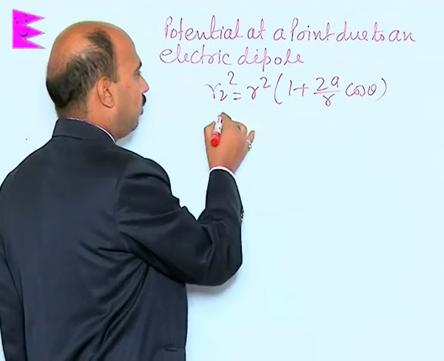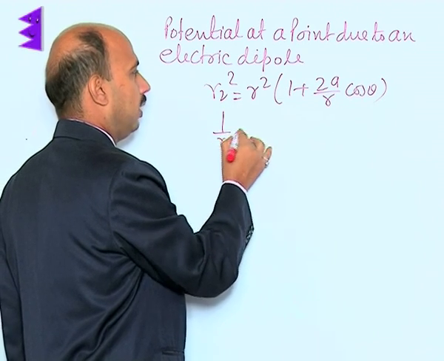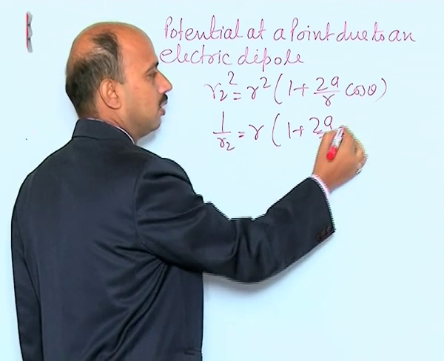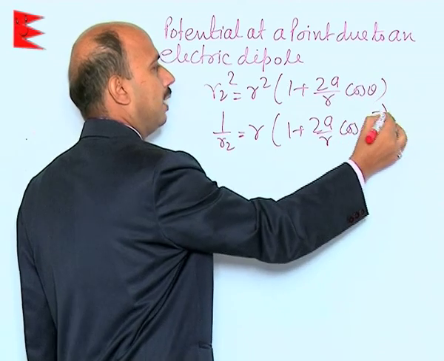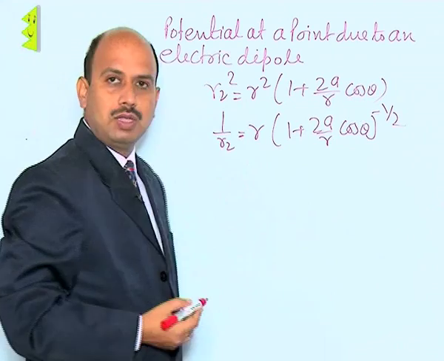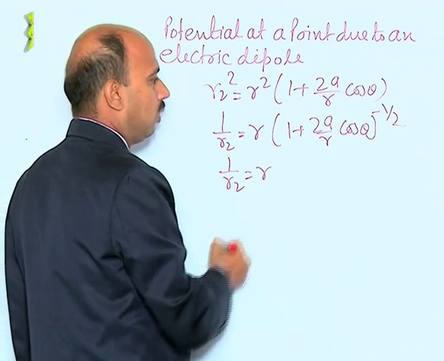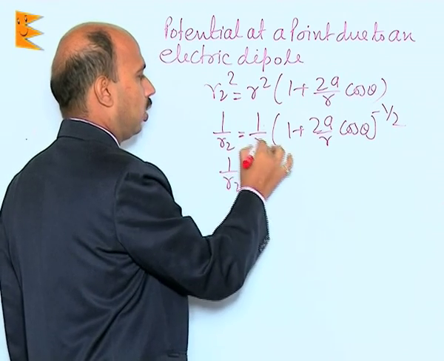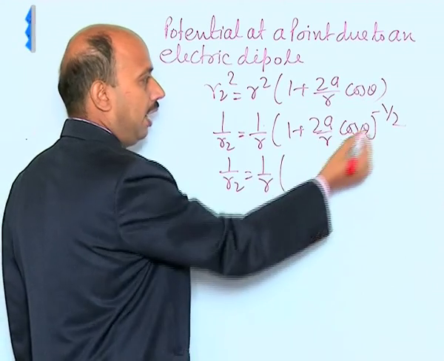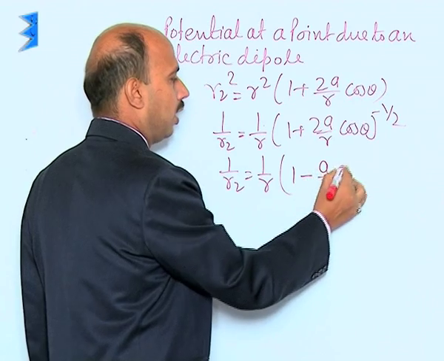So, now we can calculate the value of 1 upon r2, that is 1 upon r2 is equal to 1 upon r into 1 plus 2a upon r cos theta raised to the power minus 1 by 2. I have taken the square to this side and taken the reciprocal, that is 1 upon r2. Using the binomial theorem, we can write 1 upon r into 1 minus a upon r cos theta.